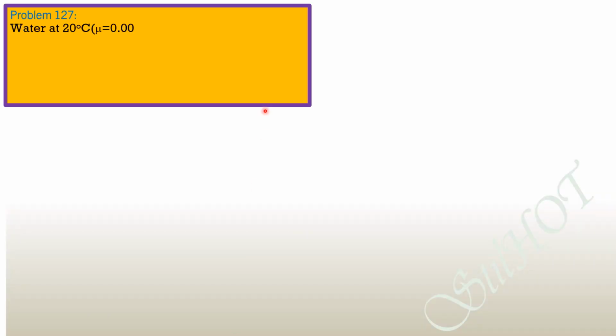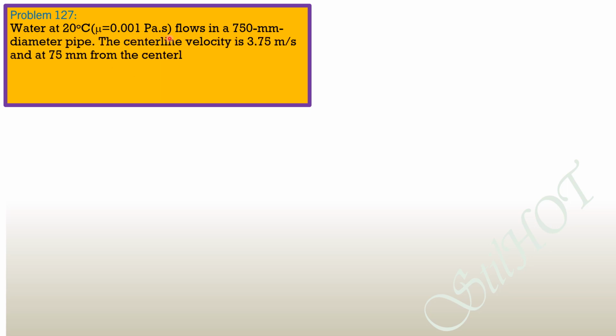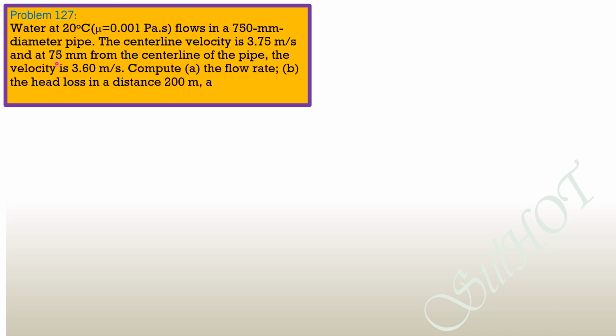Problem 127. Water at 20 degrees Celsius of viscosity 0.001 Pascal second flows in a 750 millimeter diameter pipe. The center line velocity is 3.75 meters per second, and at 75 mm from the center line of the pipe, the velocity is 3.6 meters per second. Compute the flow rate, letter B, the head loss in a distance of 200 meters, and letter C, the friction velocity.